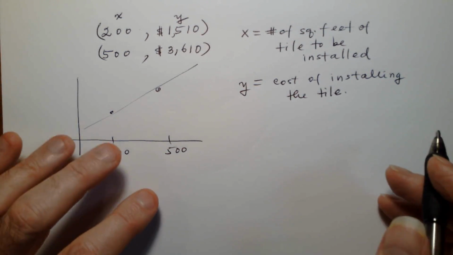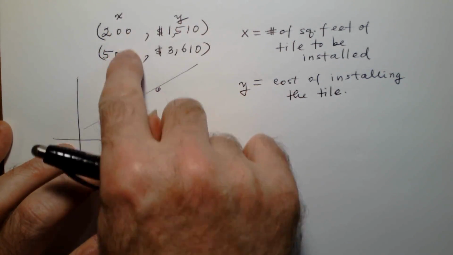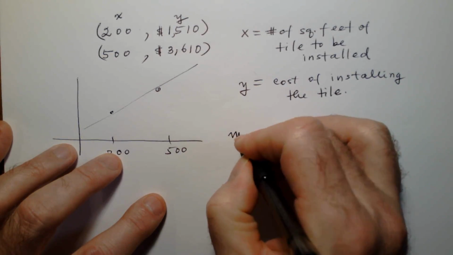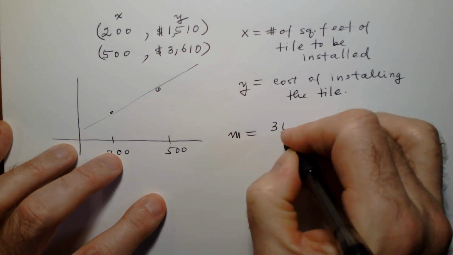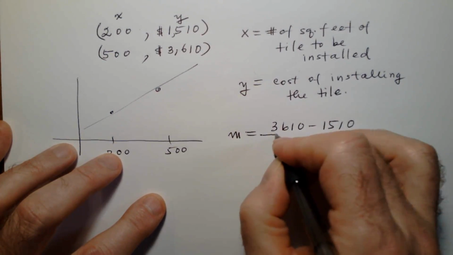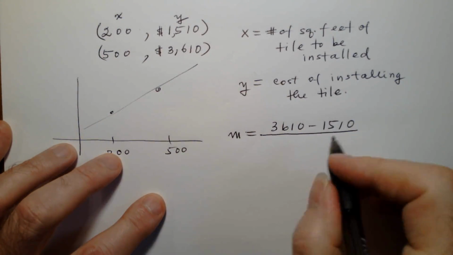Now, this is a fairly straightforward exercise. We're going to use the coordinates of these points to find the slope. So we'll look at the change in the y coordinates divided by the change in the x coordinates.